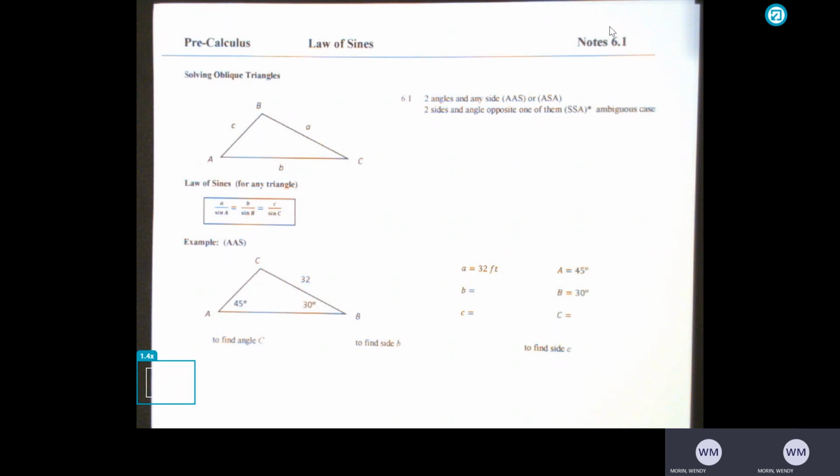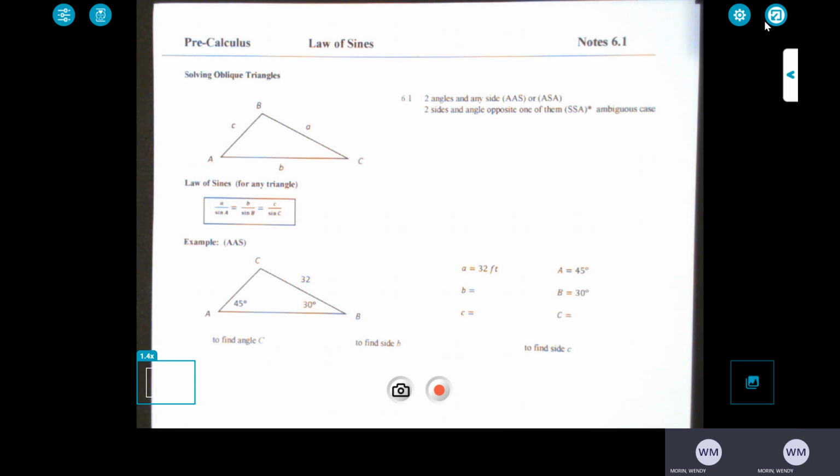We are going to go over the law of sines today. Give me 1 second. Let me get this set up so you can see it. Okay, I think that's good. So law of sines is something you need to know.